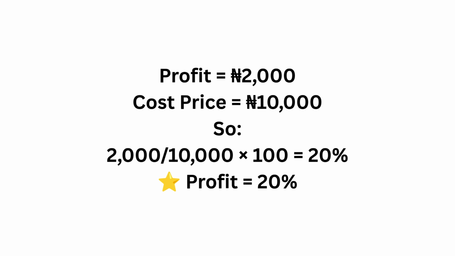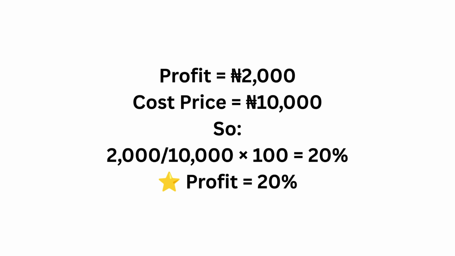Once you become comfortable with the formula, you can write the calculation directly. Profit divided by cost price multiplied by 100. Now follow closely. So 2,000 over 10,000 times 100. You see the 3 zeros from 10,000 cancel all the zeros in 2,000. Then there's 1 zero remaining down there, right?